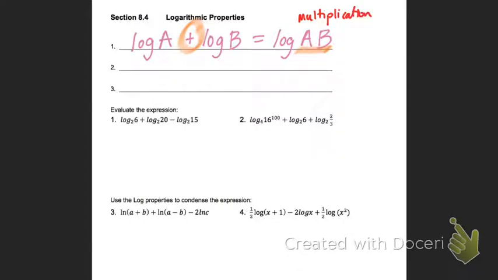And it can be any base down here. No, the bases have to be the same. So if it were like log base 2 of 5 plus log base 3 of 5, those would not combine together. The bases need to be the same.